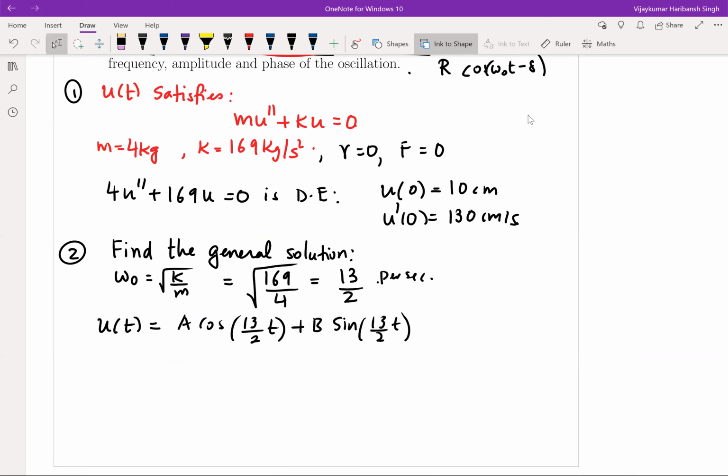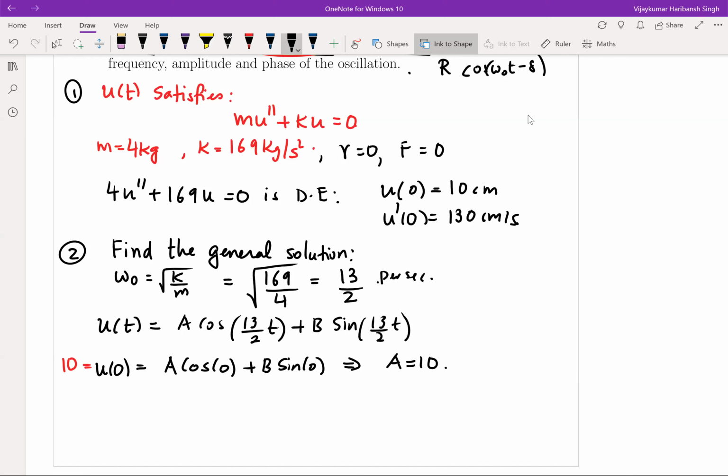For that we'll apply the initial conditions. So u of 0, on one hand, is given to us as 10. On the other hand, when you put it in the formula, you get a cosine 0, which is 1, plus b sine 0, which is 0. So a equals 10. That's what you get right away. I can write a times cos 0 plus b times sin 0. This implies a equals 10.